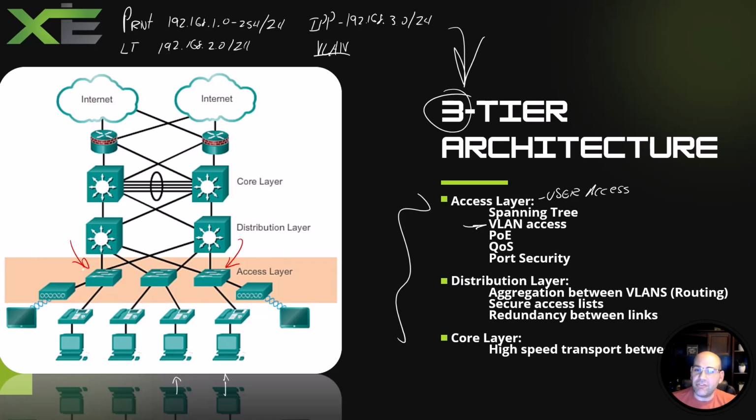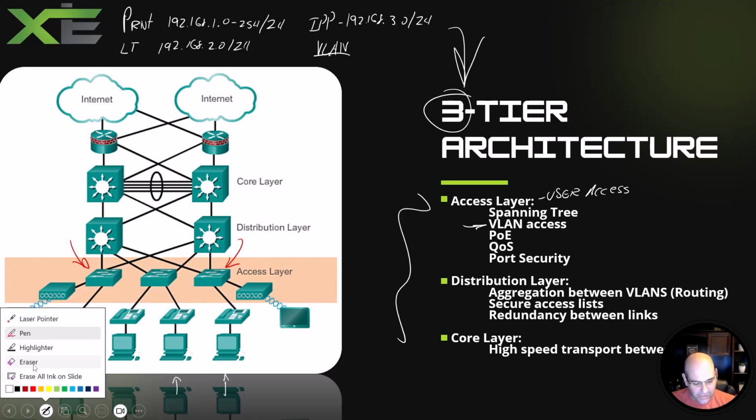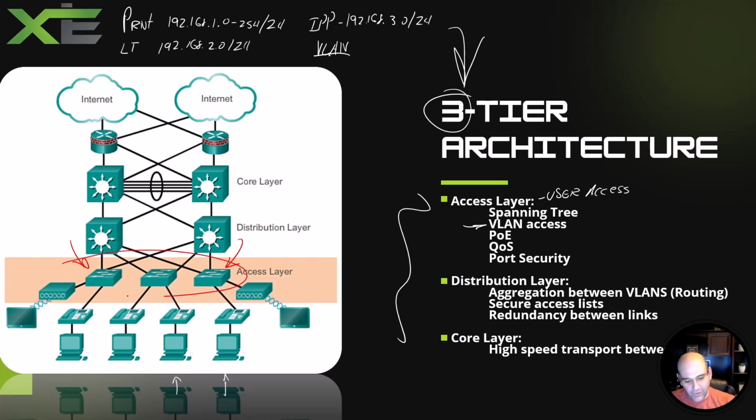And so you're going to configure all of those VLANs on this layer down here. You're going to essentially say, okay, I'm going to control what VLAN that device is connected to as it comes onto the network. So this is where you're going to do that, down at your access layer.